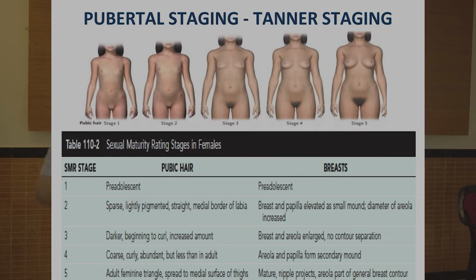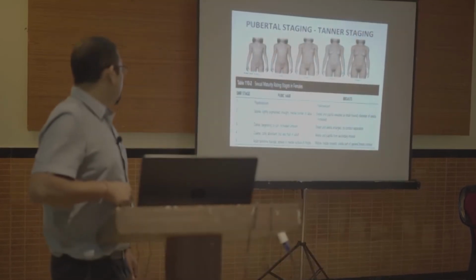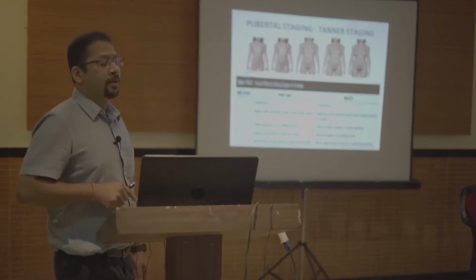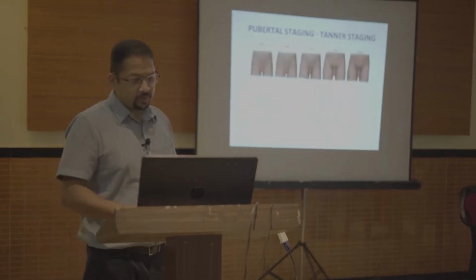Similarly, in the pubic hair also, in the pre-adolescent stage, stage 1, there is no hair. Stage 2 is the presence of slightly pigmented hair at the middle part of the labia. Darkening and curling of the hair and increase in amount is stage 3. When it becomes coarse, curly and abundant but less than adult, not appearing in the middle part of the thigh, it is stage 4. When it appears in the middle of the thigh, it is stage 5.